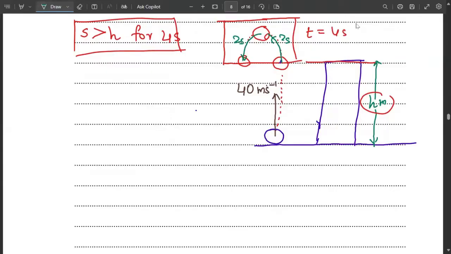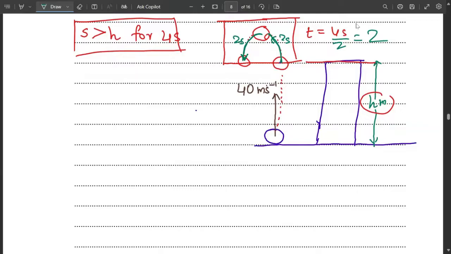This is the first thing you need to realize. I'll repeat it. The time taken for the particle to go above height h will be 2 seconds, and the time taken for the particle to go below to reach point h will be 2 seconds. Why? Because total time is 4. 4 divided by 2 is 2. So half the time in going up and half the time in going down. That is the first thing you need to realize.